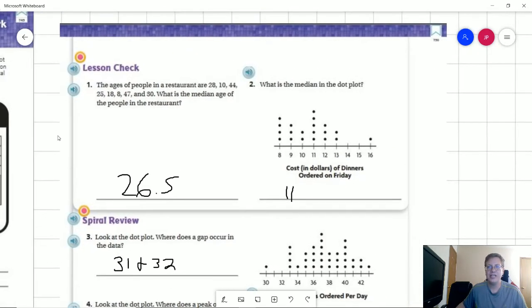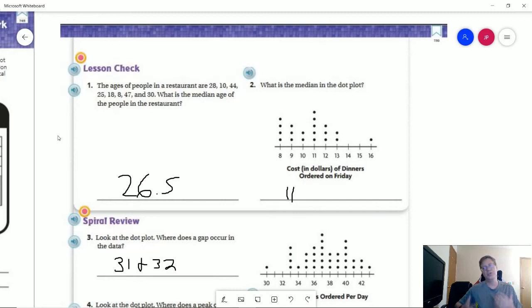Our variability kind of things, we could look at the range and interquartile range of a graph and tell how spread out the data is.